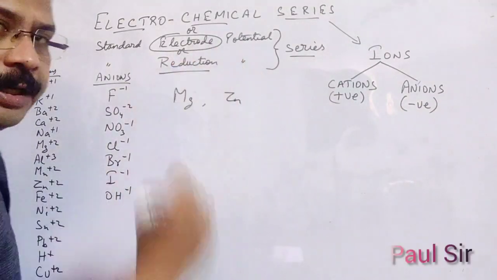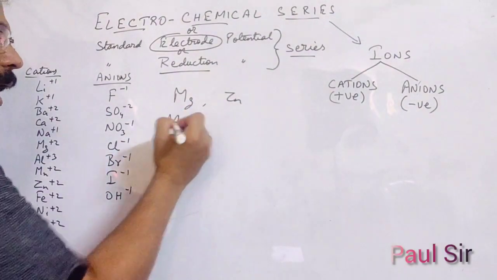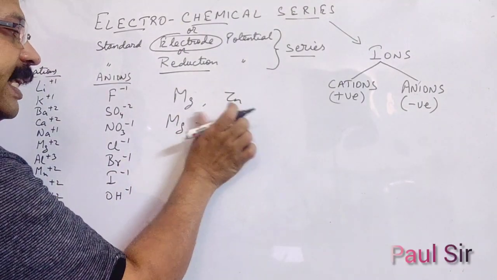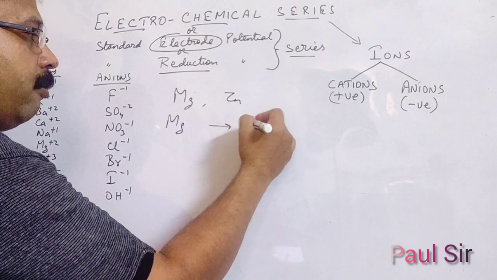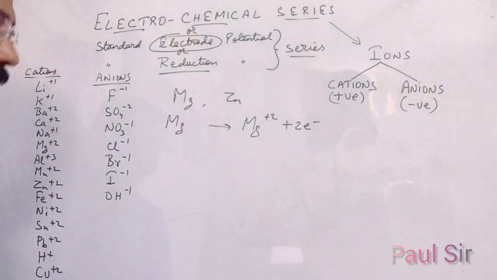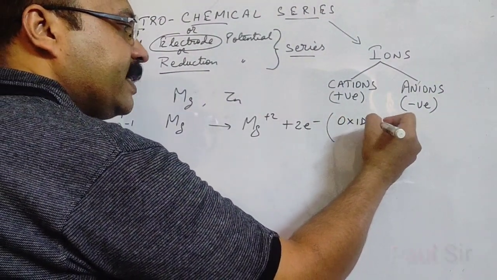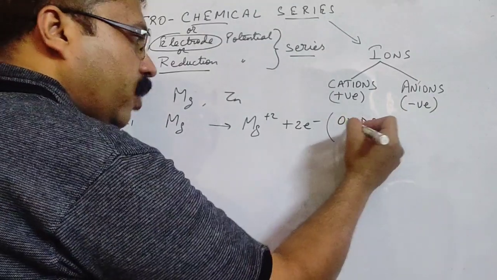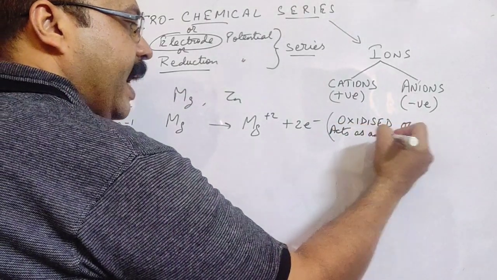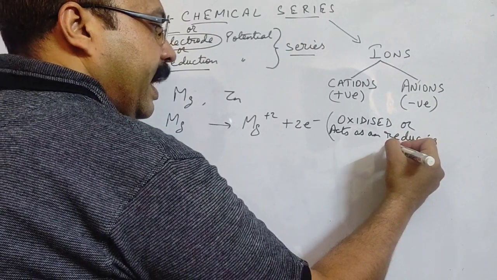For example, if we compare the two metals, magnesium and zinc. Now see, magnesium metal has more reactivity than zinc. It can form magnesium ions with the loss of 2 electrons. The loss of 2 electrons means it gets oxidized, or we can say it acts as a reducing agent.